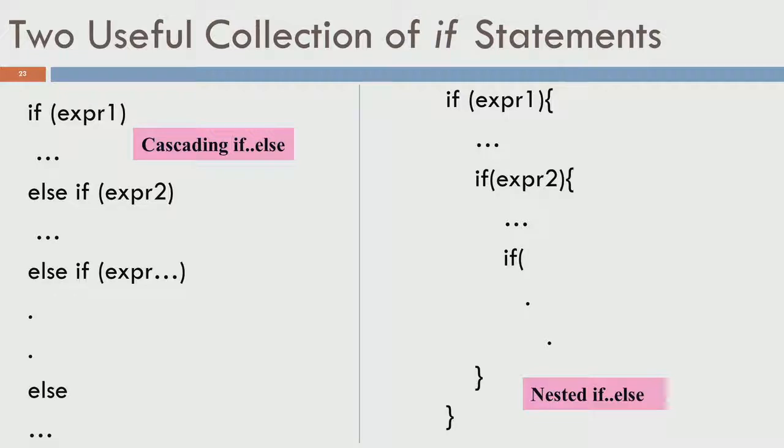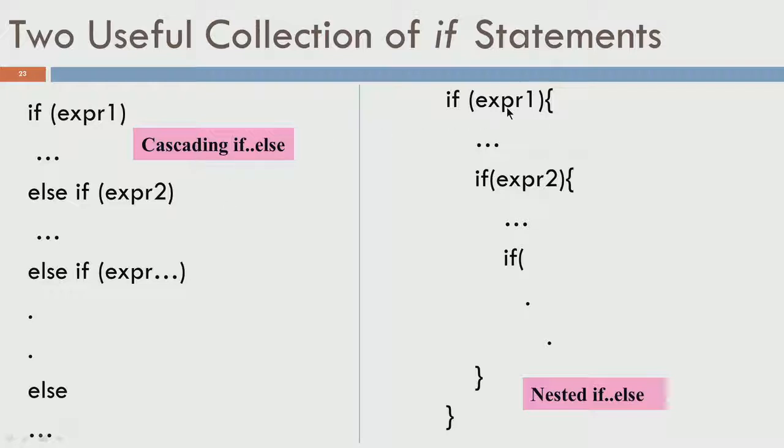So, there are two other useful collections of if statements. One that you see on the left side is what is called a cascading if else, and one that you see on the right side is a case of what is called nested if else. In the cascading if else case, if expression 1 evaluates to true, you execute a block of statements. In the else clause, you actually evaluate another expression. Else if expression 2, you execute another blob of code. Else if expression 3, you execute another blob of code, and so on. You can have a series of these else if statements ending with a final else clause where you execute another blob of code, right. So, this is called cascading if else, we will see a quick example later.